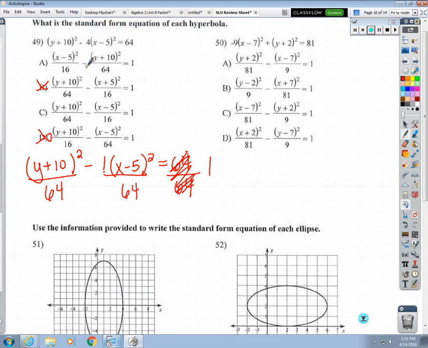Okay, so notice how the 64 stayed under the y's on both of them, but now all of a sudden under the x's is 16. That's because this 4 over 64 reduces to 1 over 16. So now you should have a 16 under x minus 5, which both of these do. So which order is correct? B's already eliminated. C. The main thing you need to look for is the sign. See how the minus is with the one with the 16? The minus is the one with the 16. Make sure you match those up. Okay?